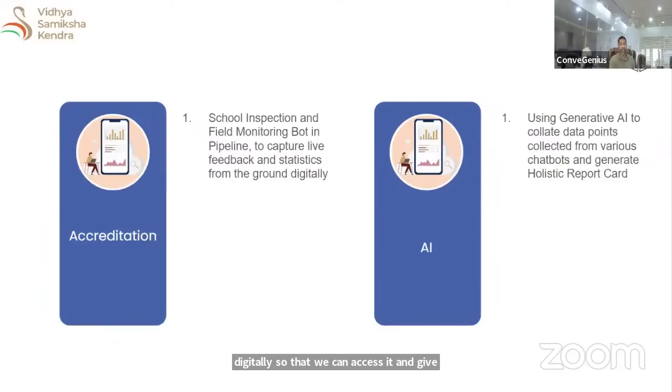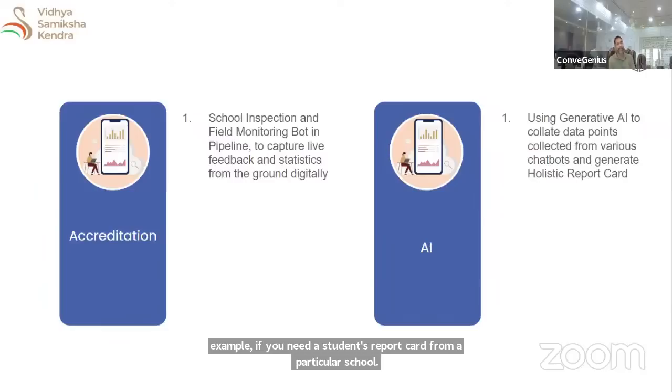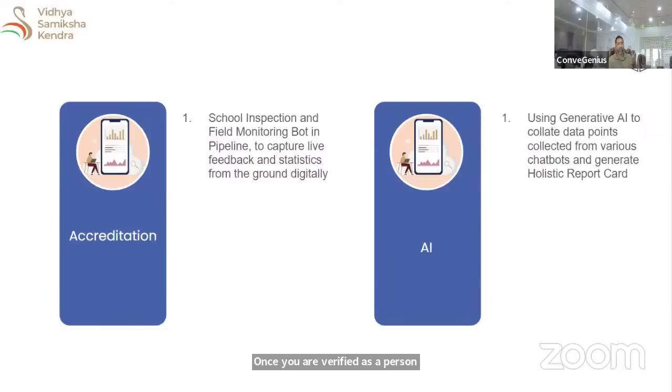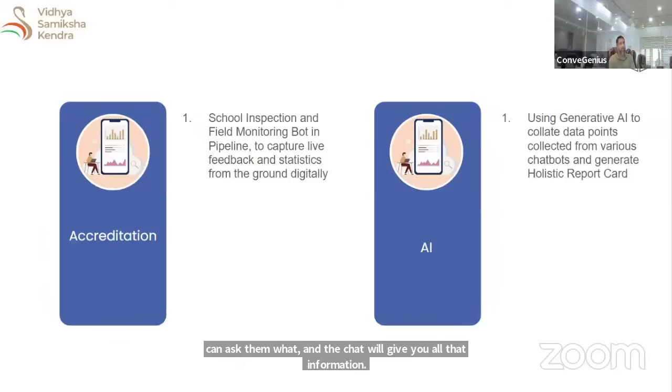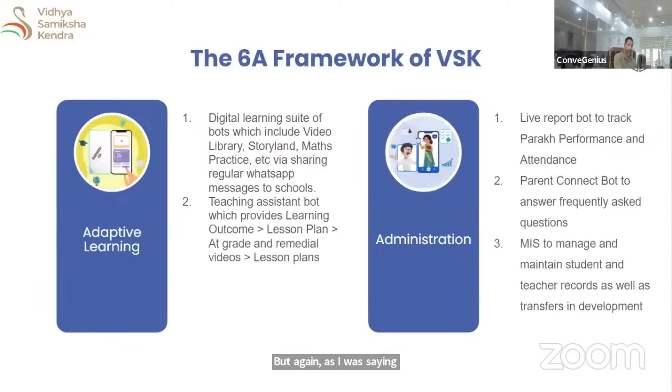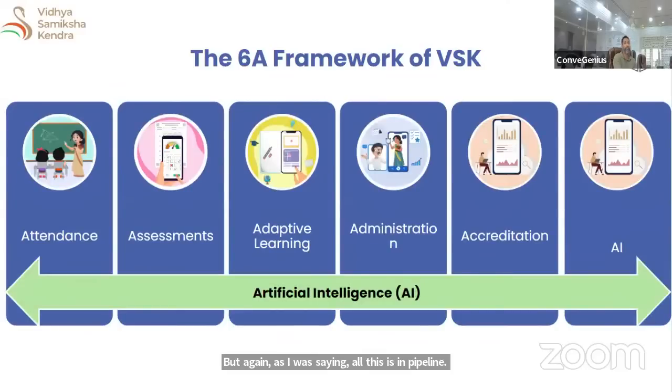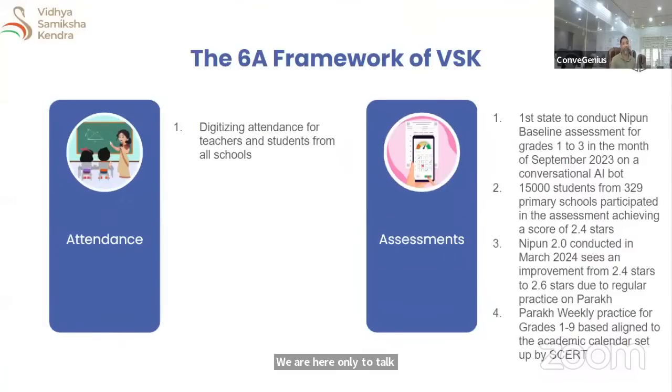And of course, the last A, which is using generative AI. In the pipeline for the future, we have planned to introduce a generative AI wherein you can just ask the chatbot what it is exactly you need. For example, if you need a student's report card from a particular school, once you are verified as a person from that school, you can ask the bot and the chatbot will give you all that information. But again, as I was saying, all this is in the pipeline. Today, we are here only to talk about the first A, which is attendance.